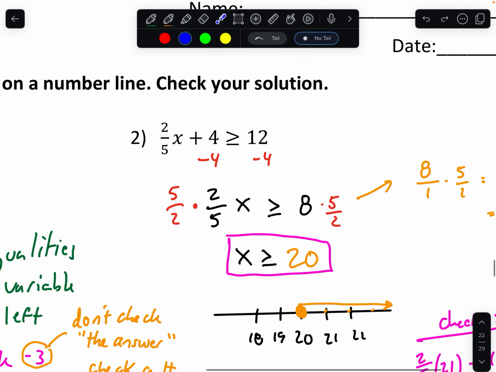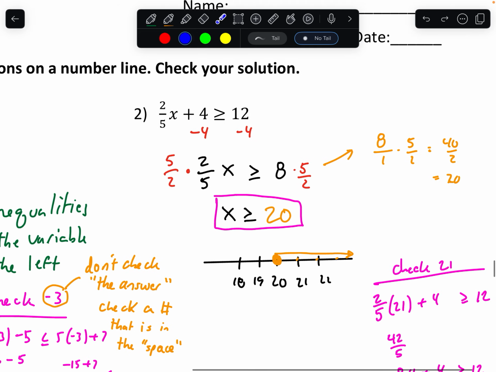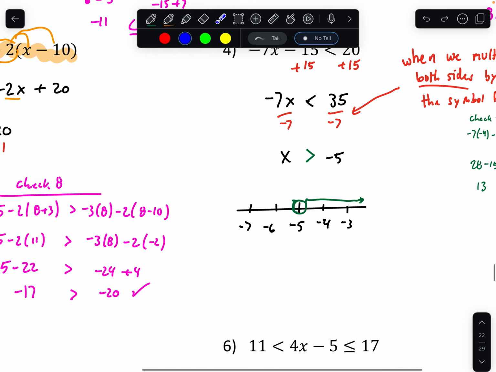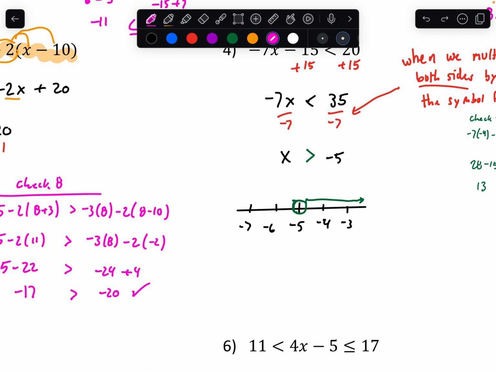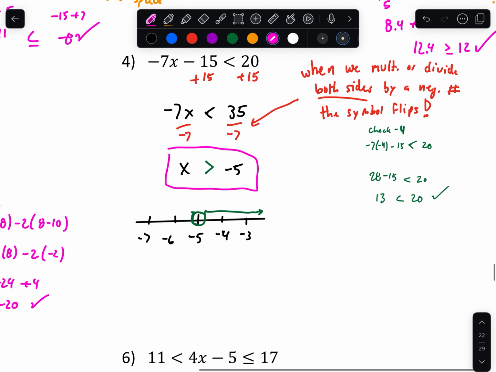Or like up here, if this had been a negative 2/5 and I was multiplying by negative 5/2, then I would have to flip the symbol. So that's when you do that. That's the only time you've got to watch out for that. Okay, but it is super easy to miss, so you have to be really careful about that. That's fun.